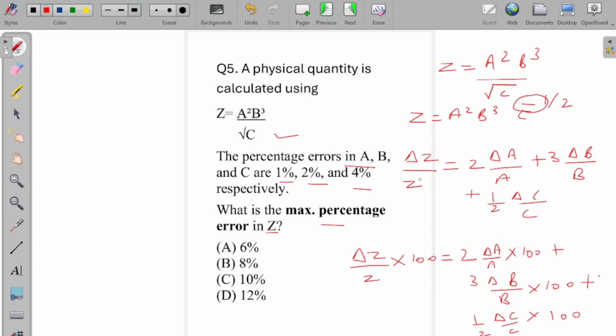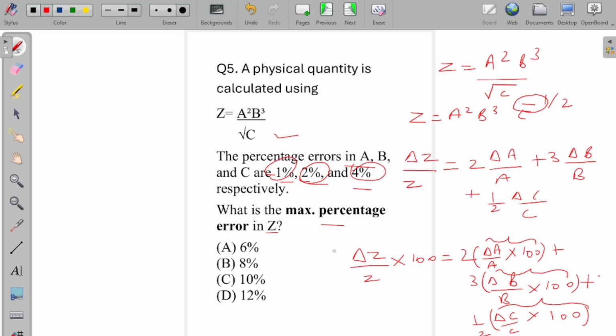Now these terms, delta A upon A into 100, delta B upon B into 100 and delta C upon C into 100, these values are already given in the question. This is the percentage error in A, which is given 1. This is the percentage error in B, which is given as 2. And this is the percentage error in C, which is given as 4.